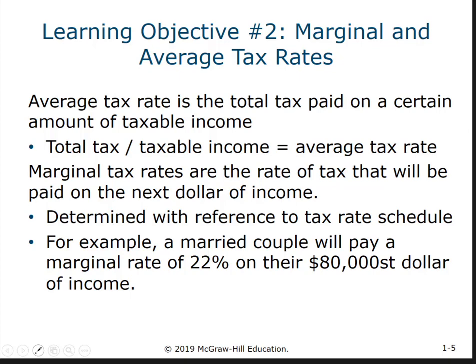Someone in a 35% tax bracket, from a straight standpoint, will be paying 35% on their next dollar of income. However, we'll see that there are some things that could make that higher or lower depending on what deductions are applied. So it's the next dollar of income.